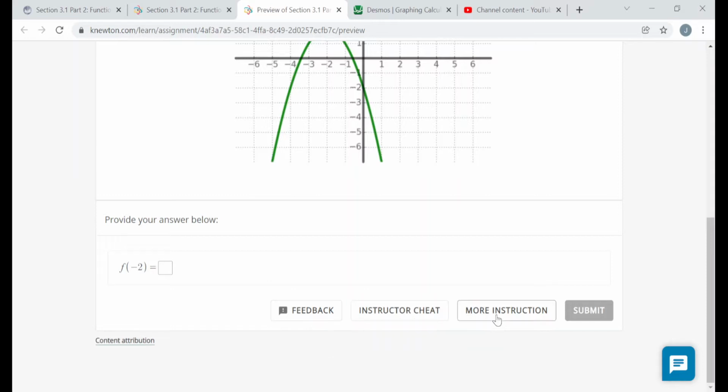You will have a more instruction button, which you can click on if you're struggling with a topic. It'll take you to some extra reading, maybe extra videos, and then give you some questions related to that instruction. You can work through the assignment this way as well, going through more instruction every time if you wish.